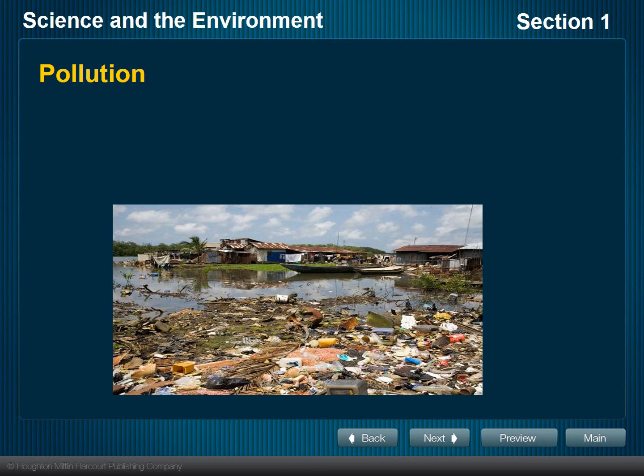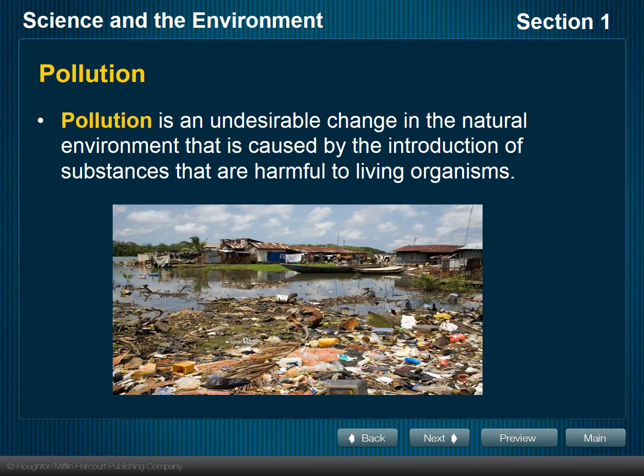Pollution is another major problem environmental scientists have to deal with. Pollution is an undesirable change in the natural environment that is caused by the introduction of substances that are harmful to living things. This can be caused by excessive waste, heat, noise, or radiation. Much of the pollution that troubles us today is produced by human activities and the accumulation of waste.